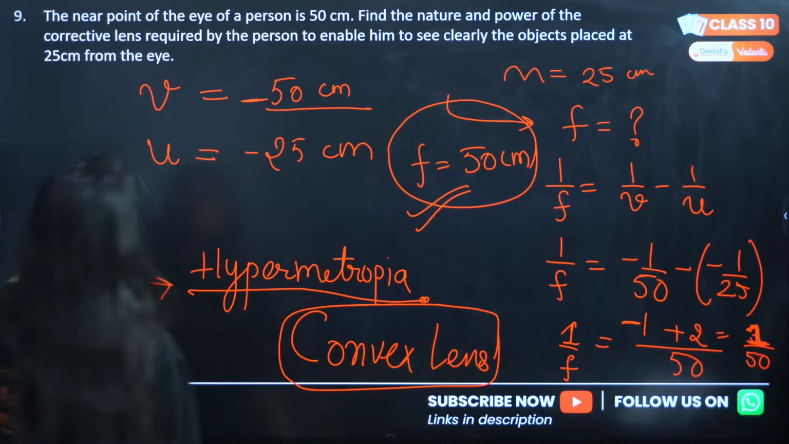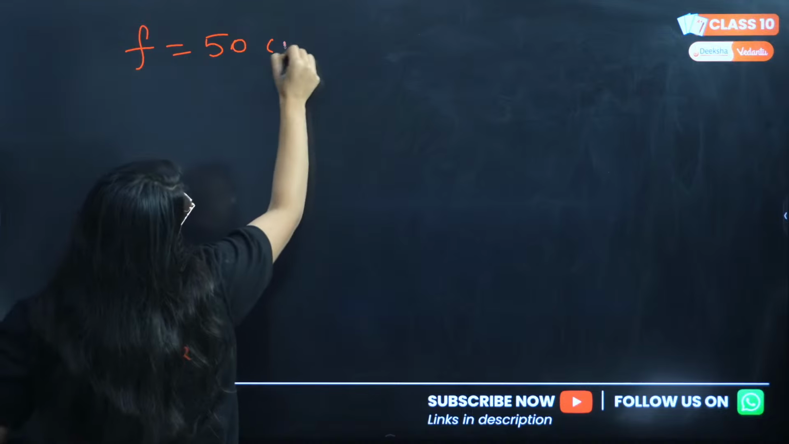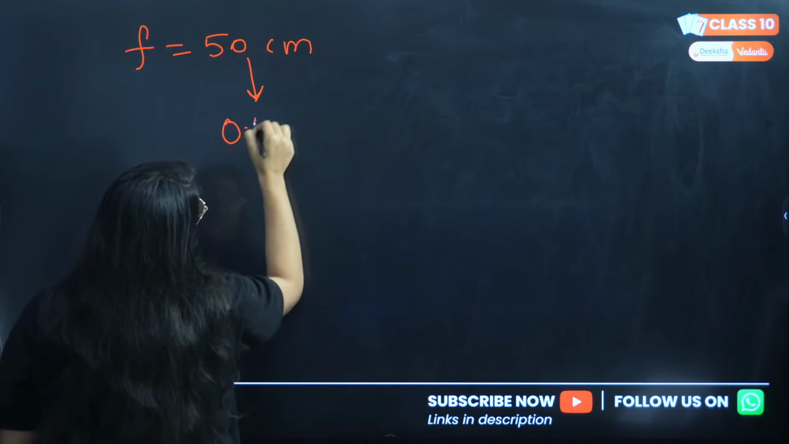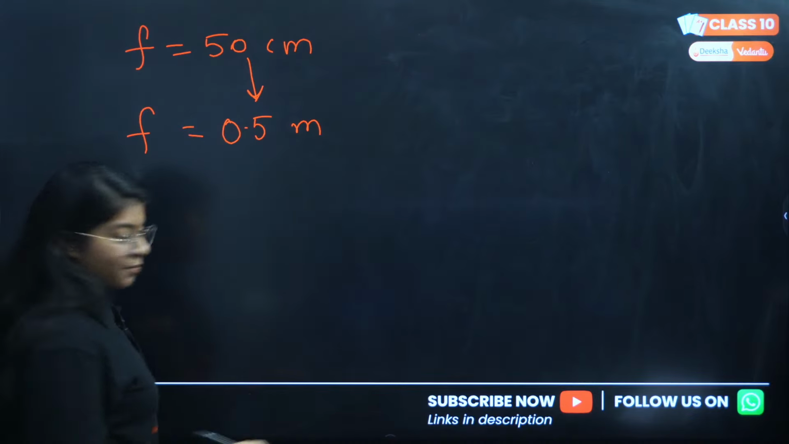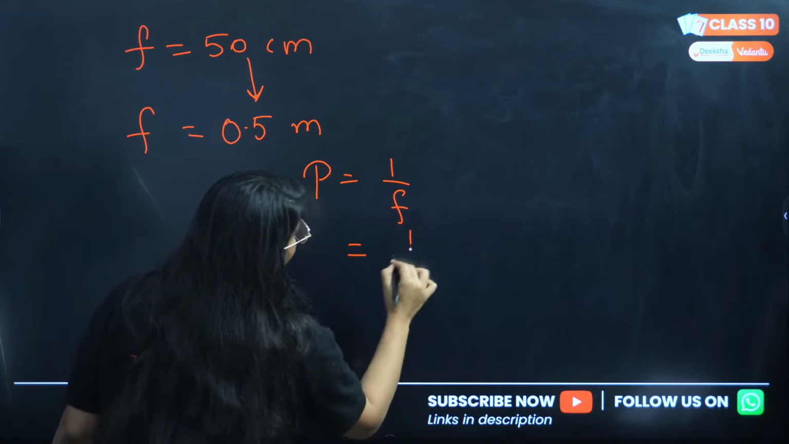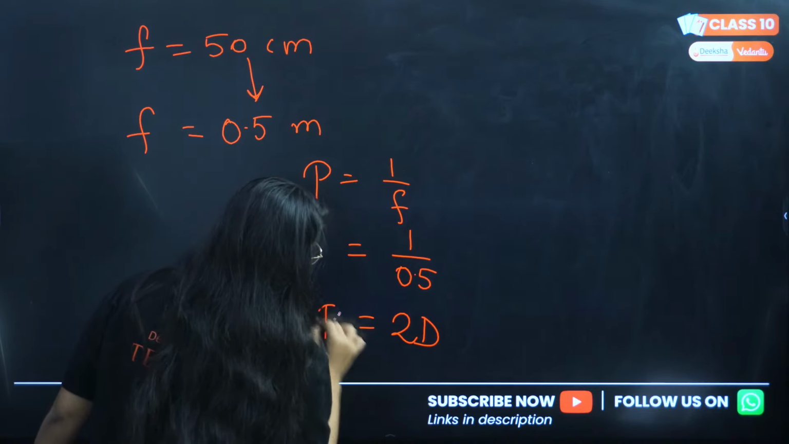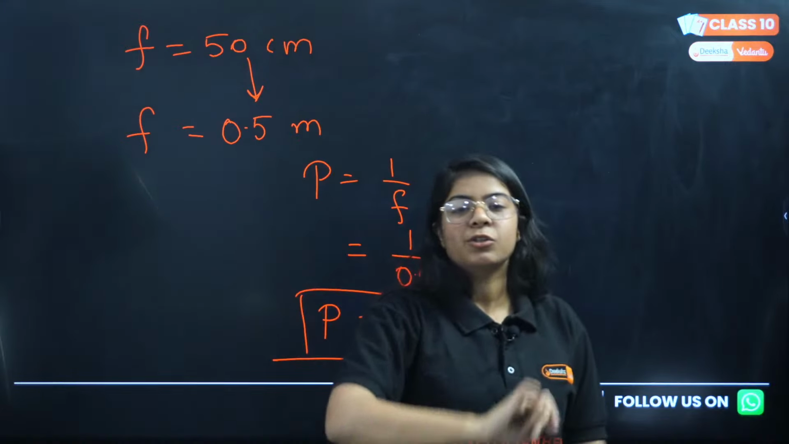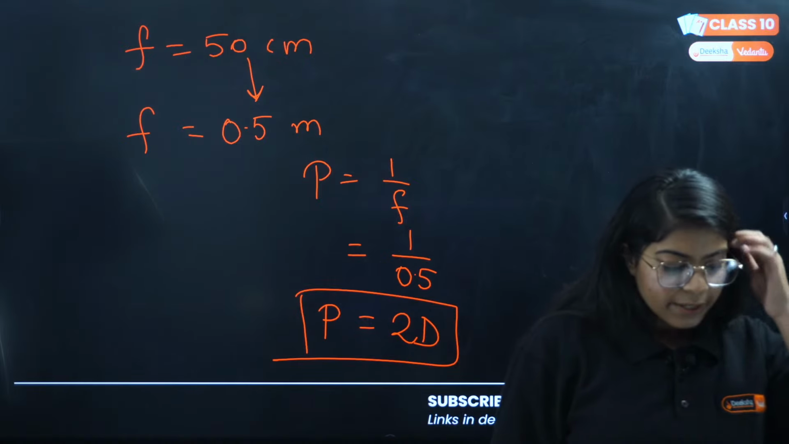Now to find the power, first focal length is 50 centimeter. We have to change it into meter, which will be 0.5 meter. So focal length will be 0.5 meter and power will be 1 by focal length, that will be 1 by 0.5, that will be 2 diopter. So power of convex lens to correct hypermetropia will be 2 diopter. Correct?